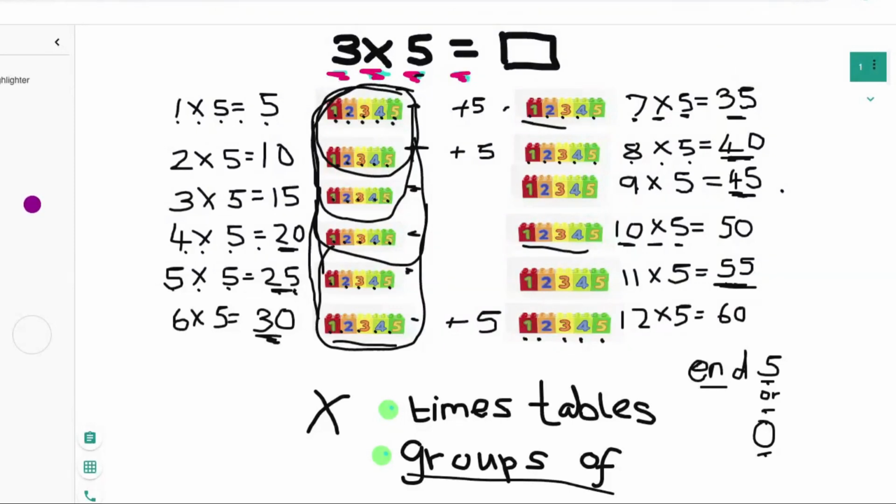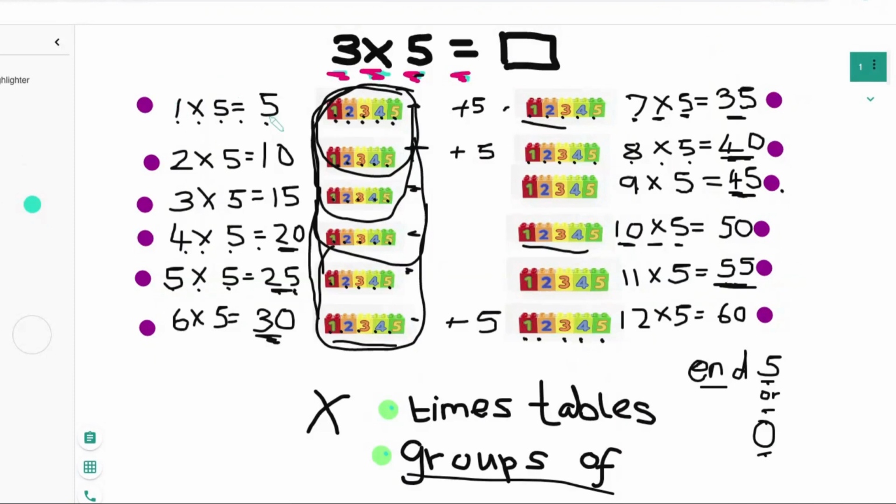Are you ready? We're going to go 1 times 5 is 5. 2 times 5 is 10. 3 times 5 is 15. 4 times 5 is 20. 5 times 5 is 25. 6 times 5 is 30. 7 times 5 is 35. 8 times 5 is 40. 9 times 5 is 45. 10 times 5 is 50. 11 times 5 is 55. And 12 times 5 is 60.